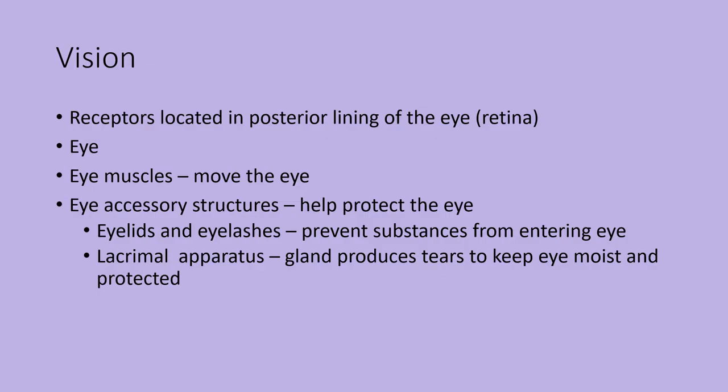Vision. The receptors are located in the back of the eye, in the retina. For vision, it's going to involve your eye. We also look at your eye muscles, and we also look at some of your eye accessory structures that are there to help protect the eye, such as your eyelids, your eyelashes, and the lacrimal apparatus, which is the gland that produces tears. Tears help keep your eye lubricated and moist. Tears also have certain chemicals in them that are very protective. They will kill microorganisms, so it prevents the entry of microorganisms through the eye.